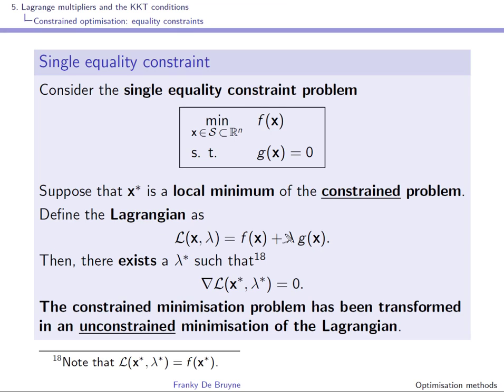So notice that in x star, g(x star) is equal to 0. So indeed the Lagrangian function evaluated at x star and lambda star, since this term is 0 at x star, will be equal to the function evaluated at x star as stated over here.